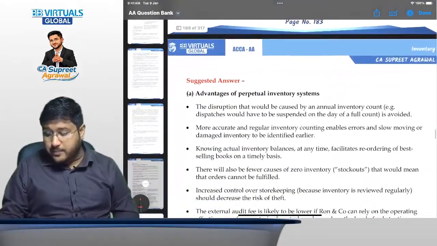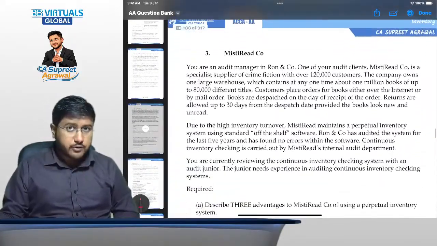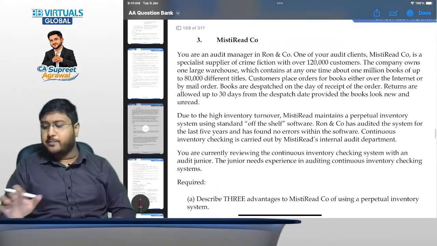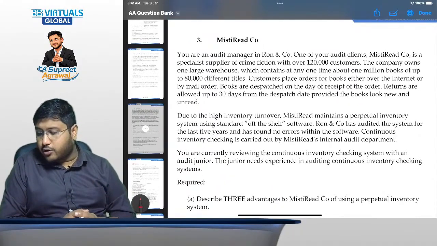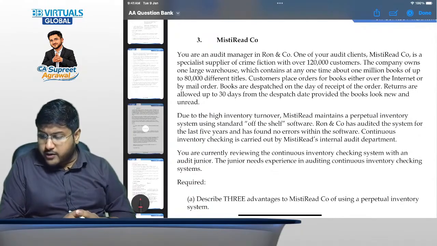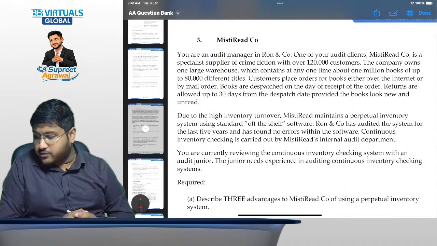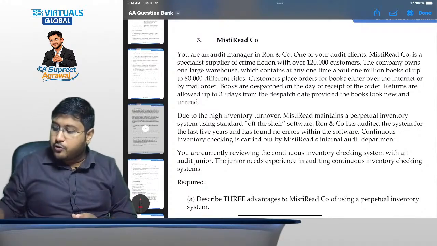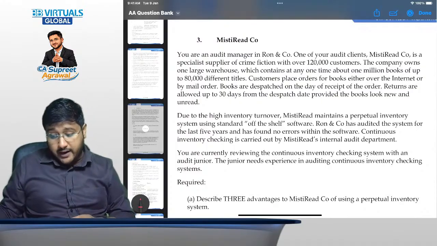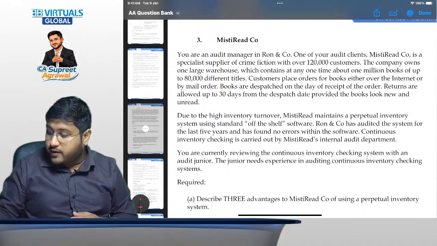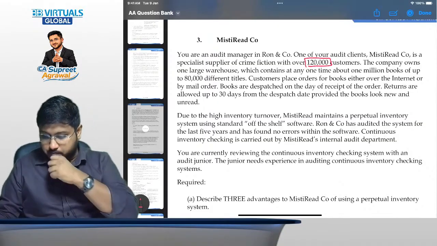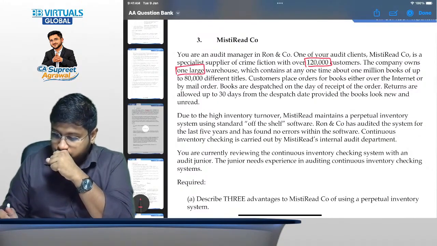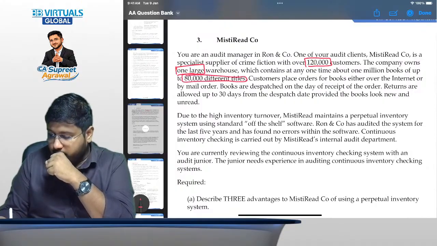Question number 3 is also very big, but my dear friends, this is an important question, so it is required for us to solve it right now. Misty Reed Company: you are an audit manager in Ron and Con, and this is one of your audit clients. Misty Reed Company is a specialist supplier of crime fiction with over 120,000 customers. The company owns one large warehouse which contains at any one time about 1 million books of up to 80,000 different titles. Oh my god. 120,000 customers, one large warehouse, 80,000 different titles.